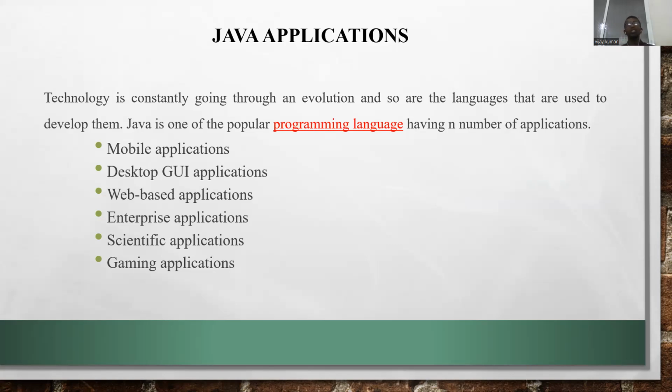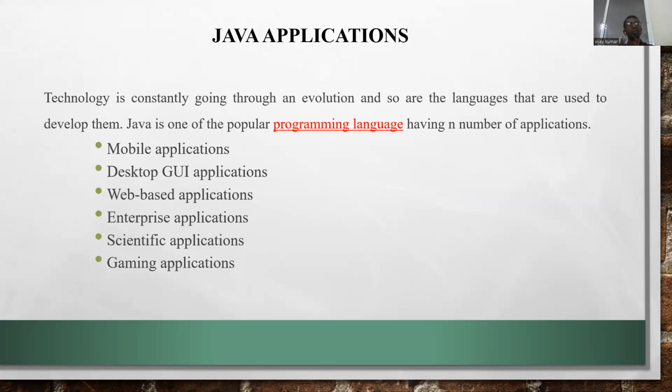Java is one of the popular programming languages, having a number of applications. Java can be used to develop mobile applications, desktop applications, web-based applications, enterprise applications, scientific applications, and gaming applications. We will see everything briefly.